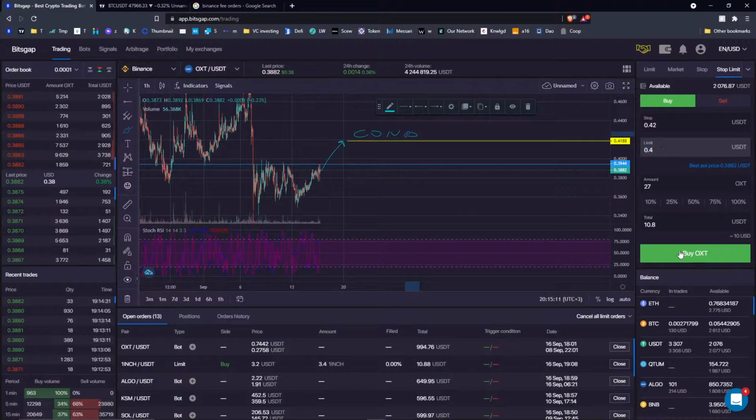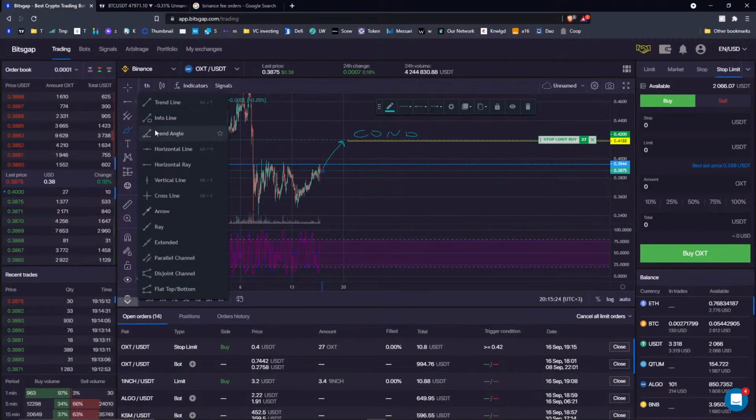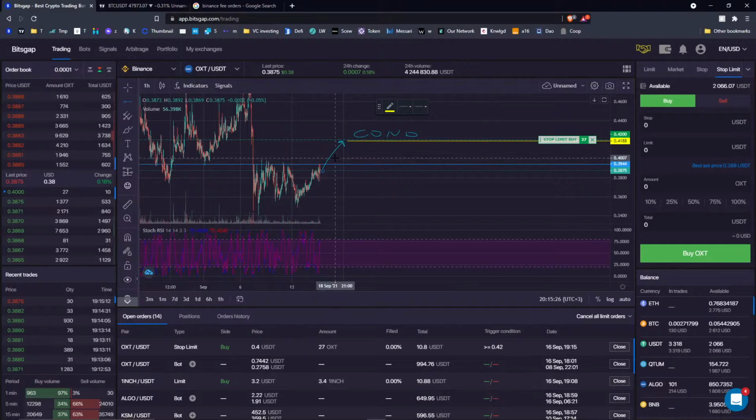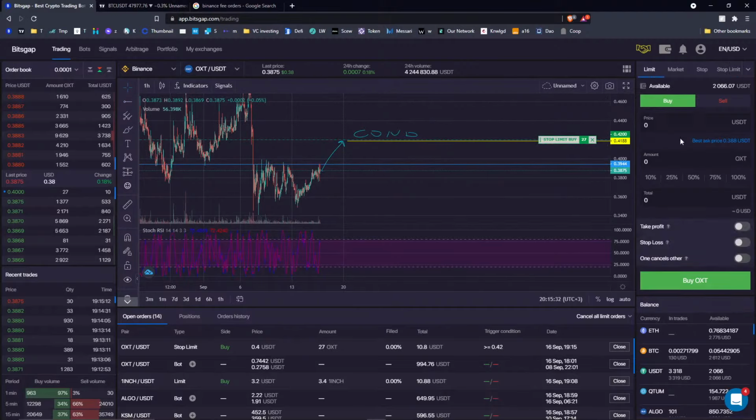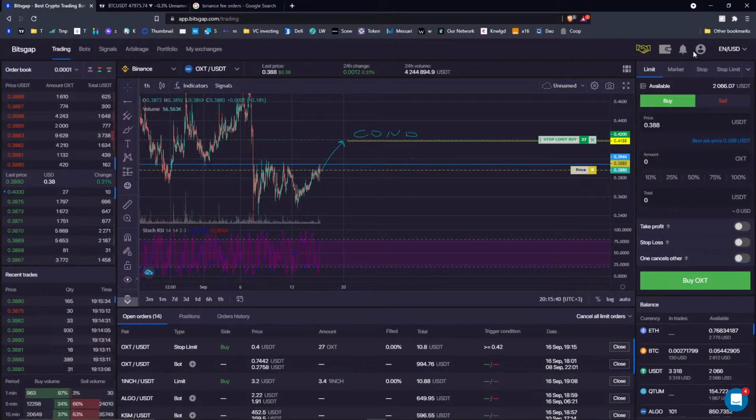Okay, so once I click buy, you will now see that my order is plotted where the price is 0.42, but once the market price hits it, it's going to plot a limit buy order at the price of 0.42. Okay, so that's the thing. Let's check real quick. Okay, for some reason it still doesn't work, but anyway, let's go back.